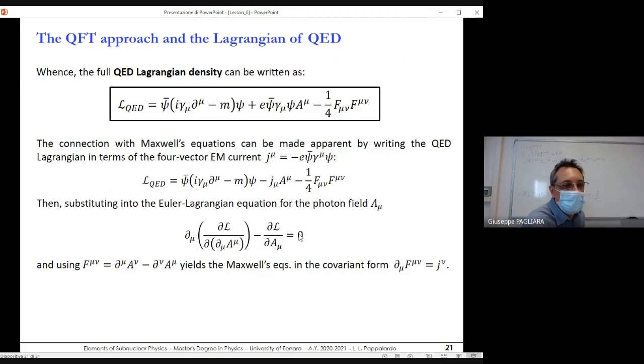So how can we connect this Lagrangian with the Maxwell equation? The connection becomes more apparent by writing the Lagrangian in terms of the four-vector current J^mu, which is -e psi bar gamma^mu psi, as we learned. So you put J^mu here rather than all these objects, and you put this into the Euler-Lagrange equation for the photon field A_mu, paying attention to express the electromagnetic field strength F_mu nu in terms of the photon field as well, in the way I showed before. Once you put everything together and solve this Euler-Lagrange equation for the photon field, you get back to the Maxwell equation in the covariant form. So everything is consistent. There are just two different languages.